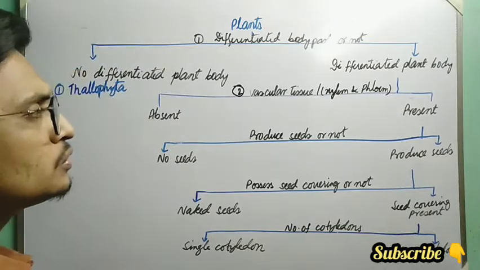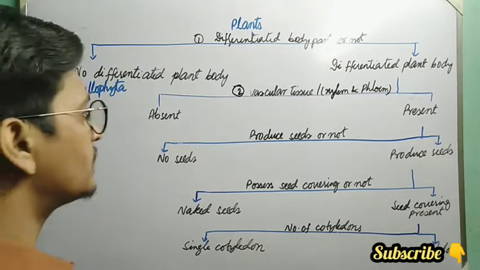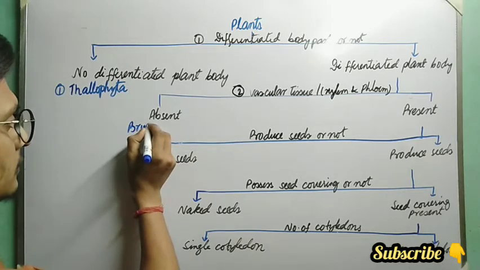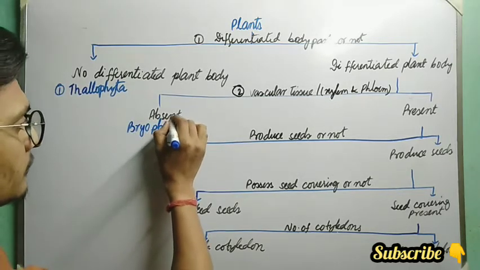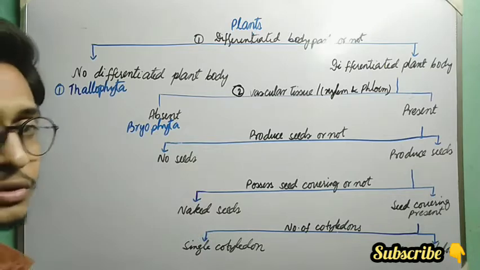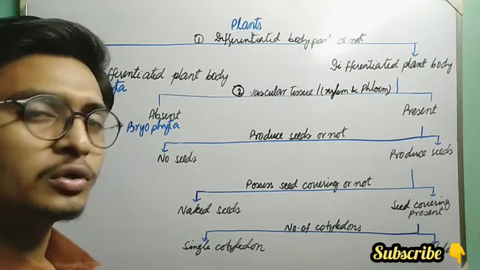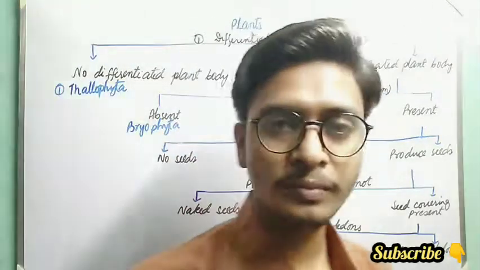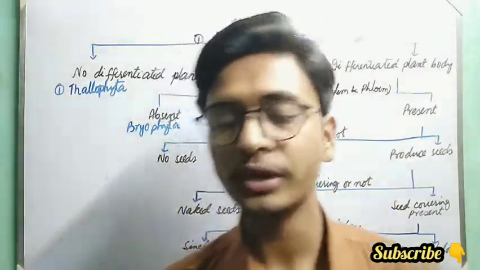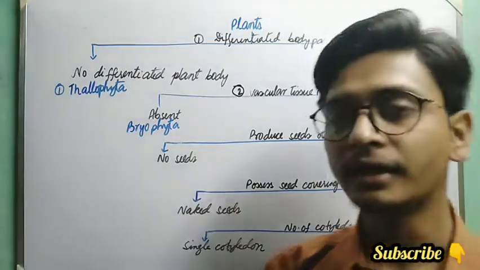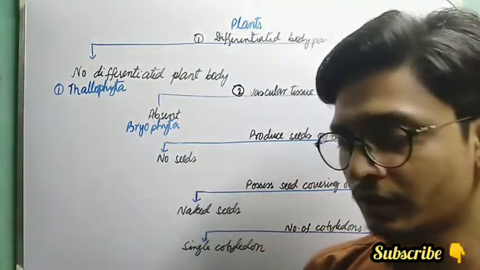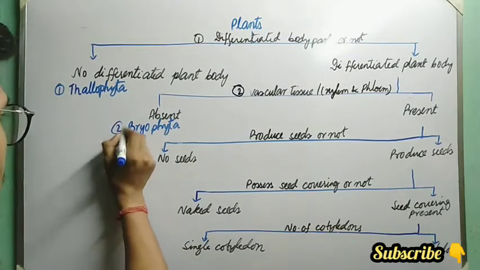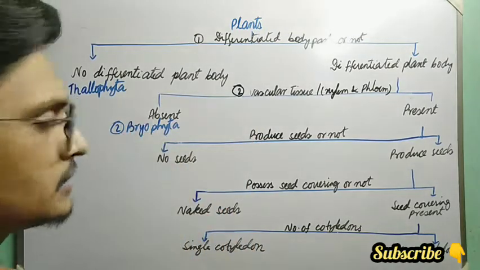Those plants which do not have any vascular tissue inside them, that is, which lack xylem and phloem, are said to belong to the division Bryophyta. So this is the division number 2 by applying the second criteria.